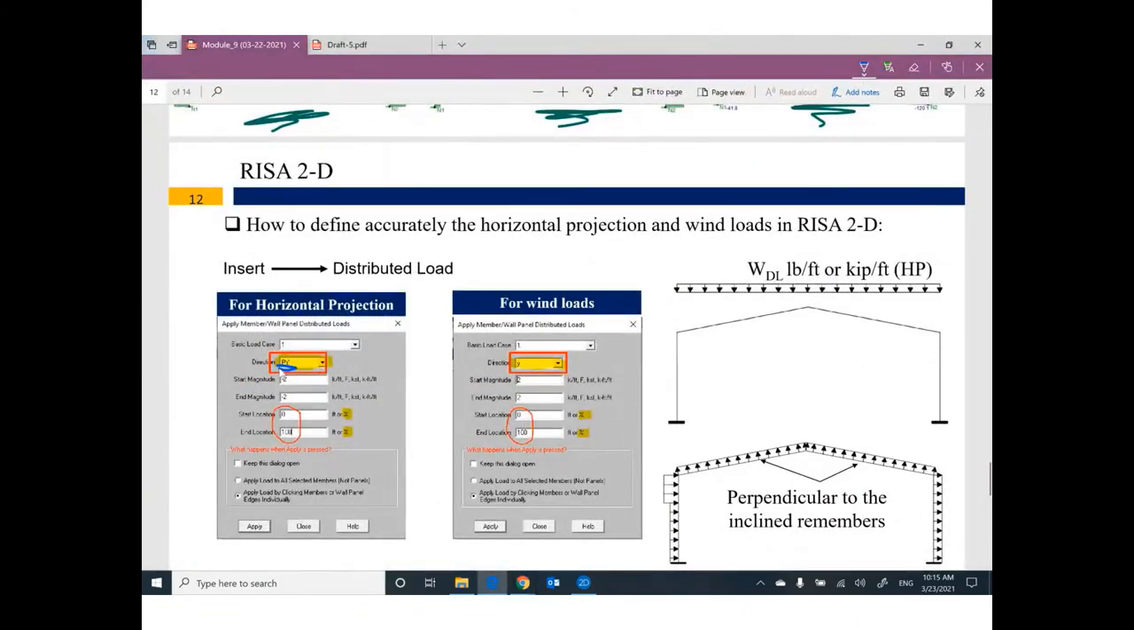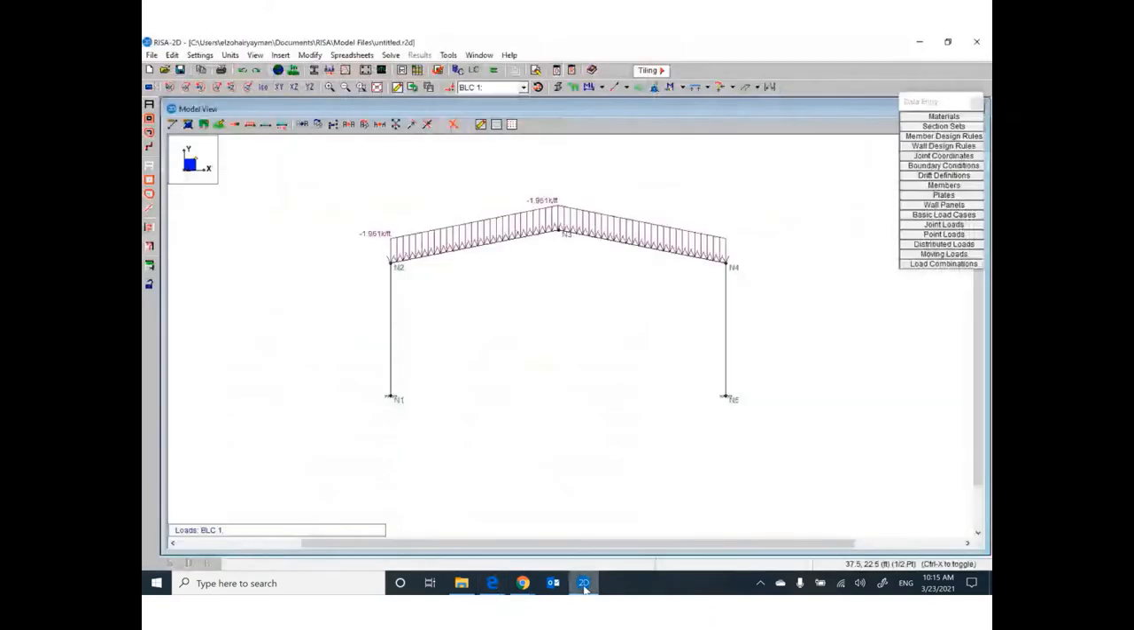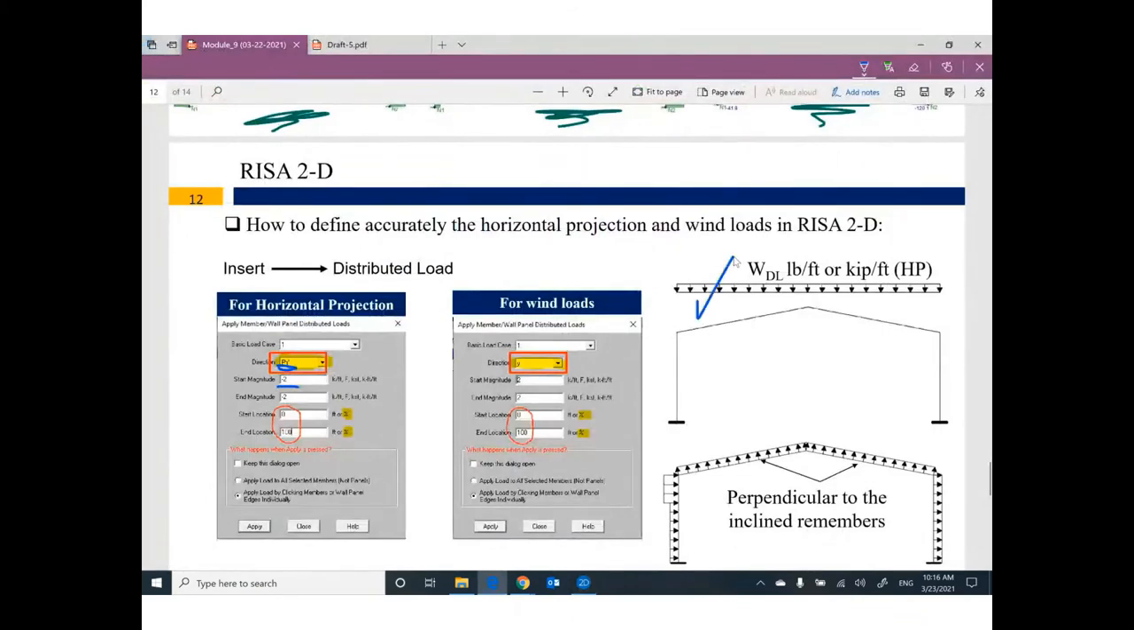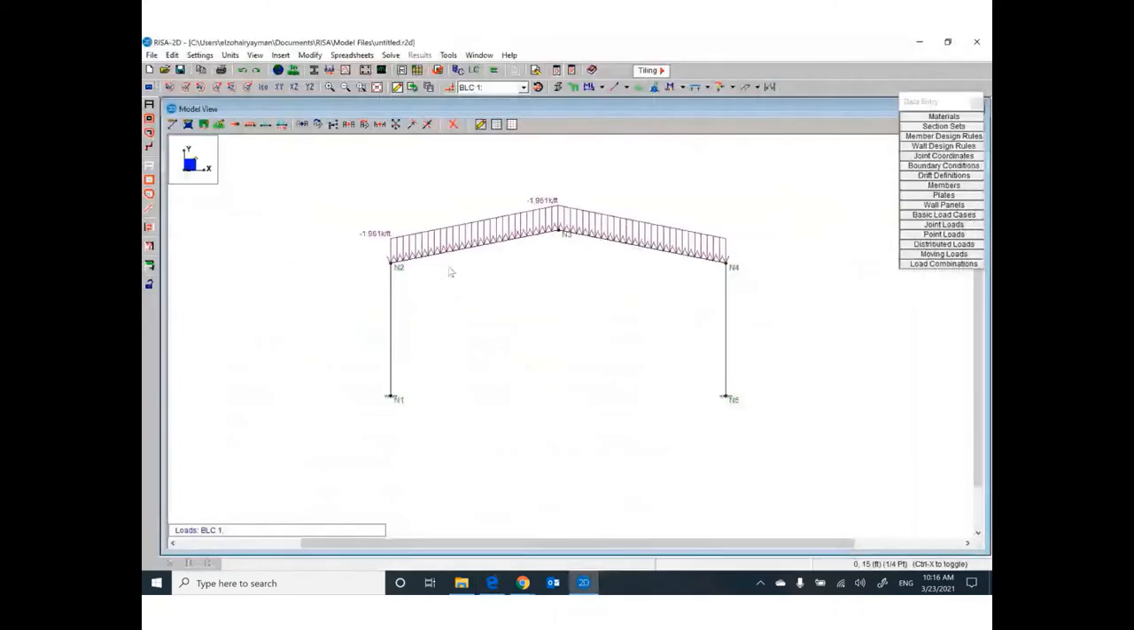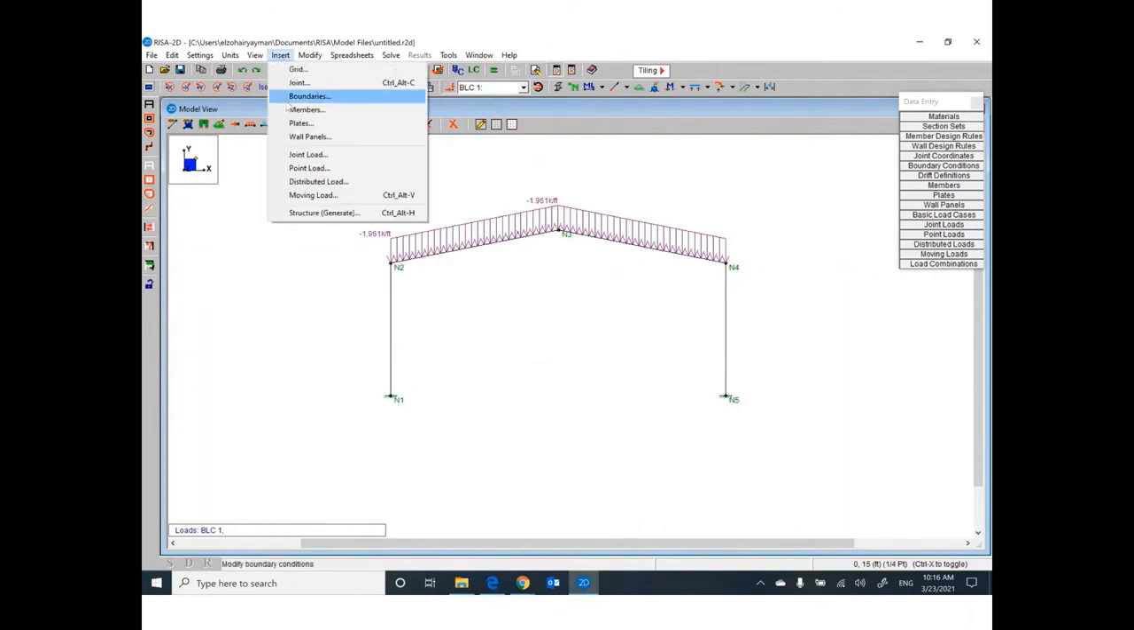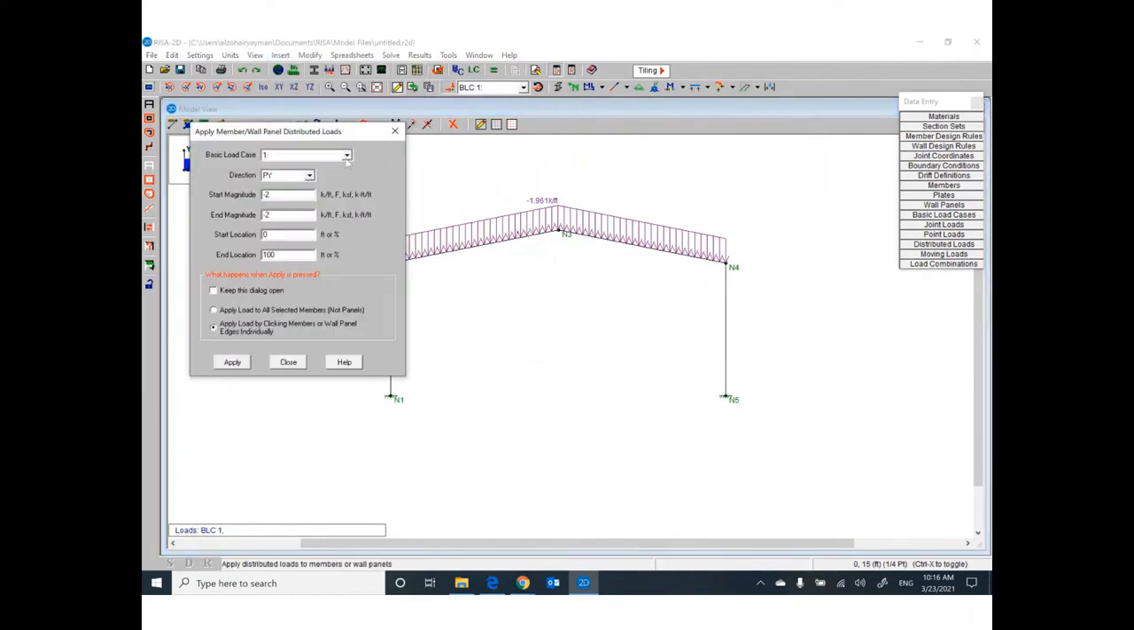I defined PY, the value is negative 2. However, RISA is showing 1.96. The reason is that RISA cannot draw this shape, so RISA will draw it like an inclined projection. RISA converted it from 2 to 1.96. Anyway, insert distributed load. I will change the basic load to basic load 2.